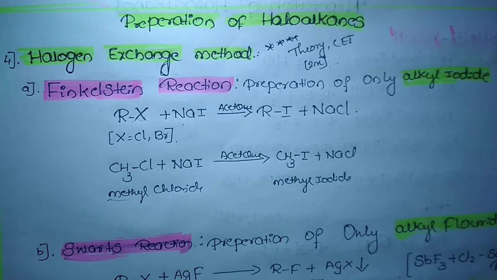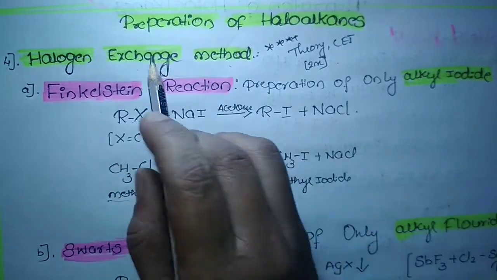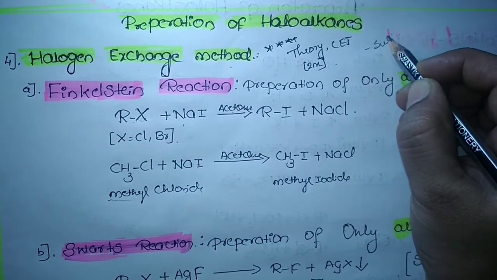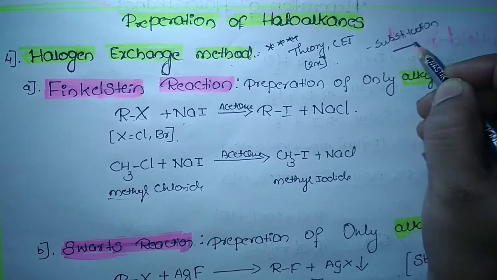Students, this video is about the preparation of haloalkanes by the halogen exchange method. There are three methods through which we can prepare the haloalkanes from the alkyl halide itself. So repeating, we can prepare the alkyl halide by using the alkyl halide itself. That's why we call it the halogen exchange method. If an exchange is happening, obviously the reaction is called a substitution reaction. Very important, it is a substitution reaction.